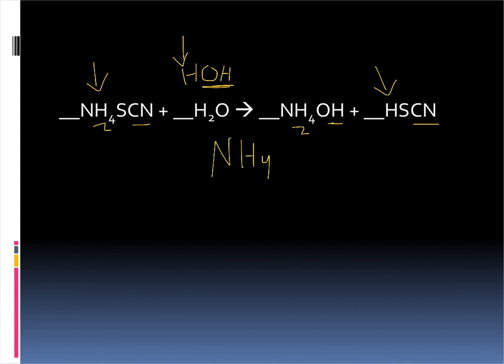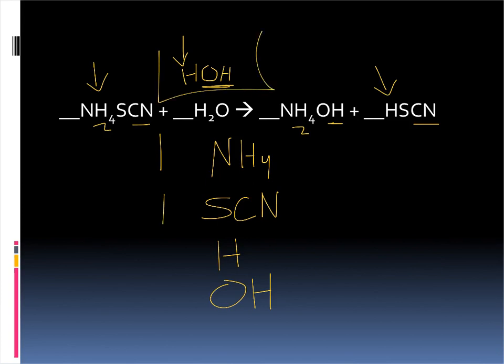All right, so I got NH4, SCN, H, and OH. All right, so I got one NH4, one SCN. And remember I'm looking at this formula, so I got one H and one OH, one NH4, one SCN, one H, and one OH. Well, guess what? That one was balanced again. Yay!